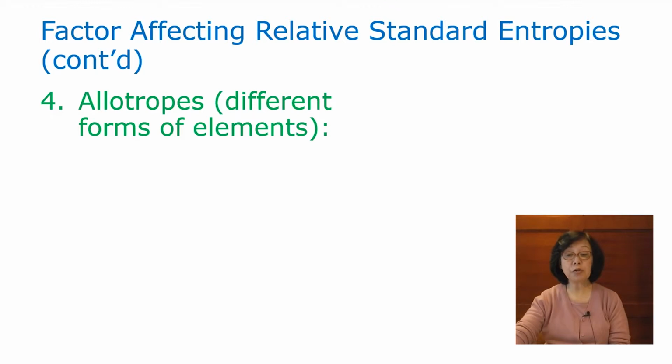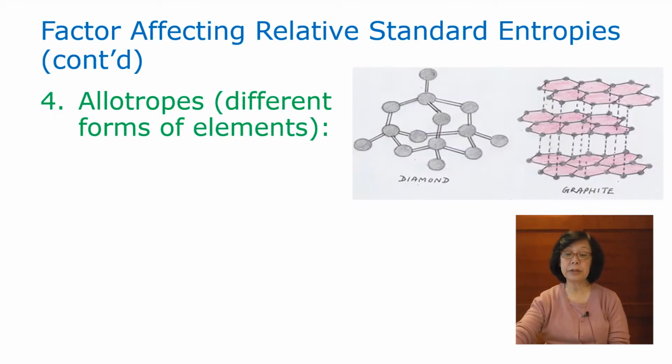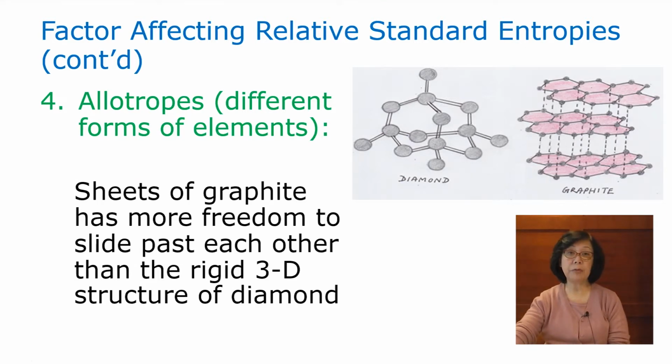The fourth factor is allotropes, meaning different forms of the same element. For example, compare diamond with graphite, both of which are made of carbon atoms covalently bonded together extensively. In graphite, we have a two-dimensional network covalent structure. These sheets of graphite can slide past each other, connected by weak p orbitals. They have greater freedom to move than the interlocking three-dimensional network covalent bonds of diamond, which is very rigid and locked in place. So different allotropes can have different entropy. In this case, graphite has greater entropy than diamond.